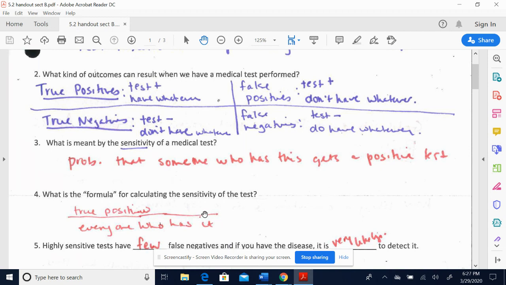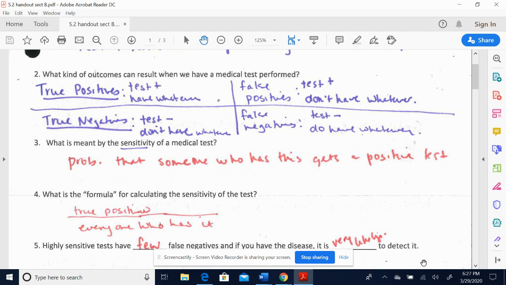Now, how do you calculate that? Okay, and there's kind of a formula for this. The number of true positives that the test caught, true positives here, out of everyone who actually has it. Okay, so this will be the true positives. And down here, this will also be our true positives plus our false negatives because those people actually do have this condition.